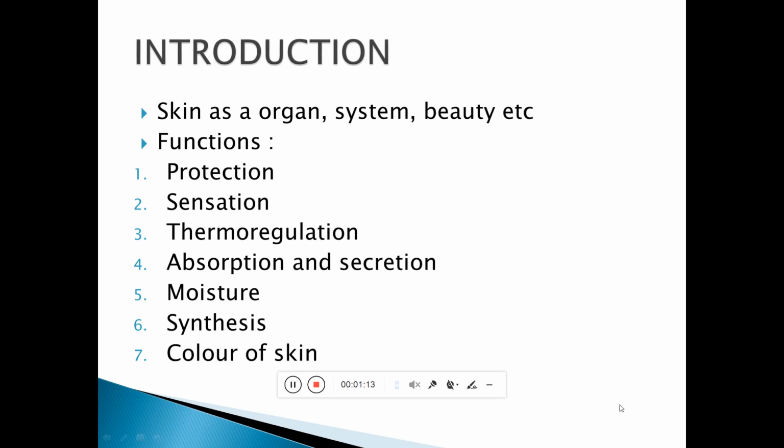So these are the functions of skin: protection, sensation, thermoregulation, absorption, secretion, moisturization of skin, synthesis of vitamin D, and color of skin. All are functions. The structures which are responsible for these functions will be discussed at the last.